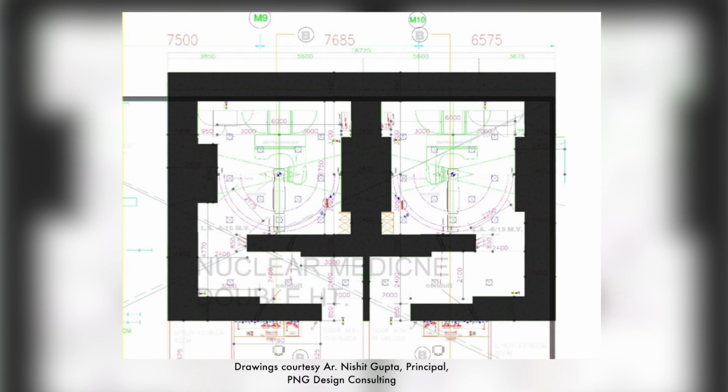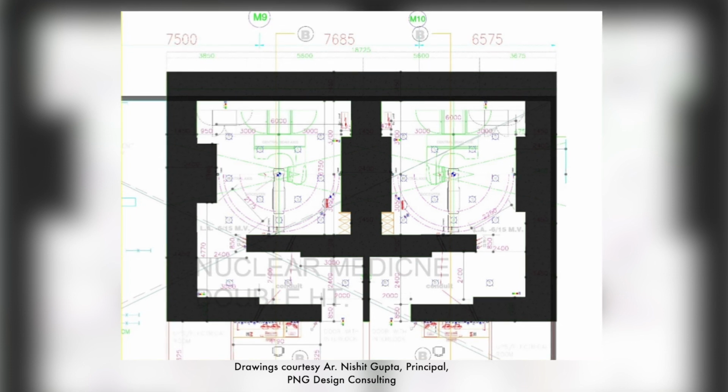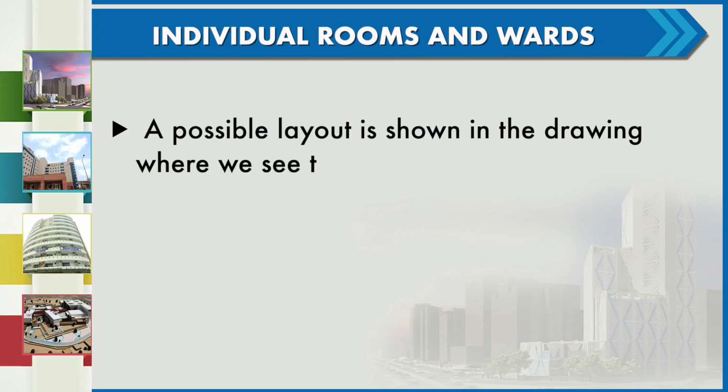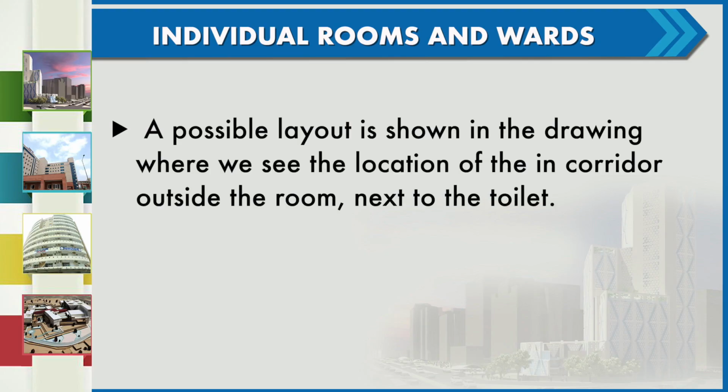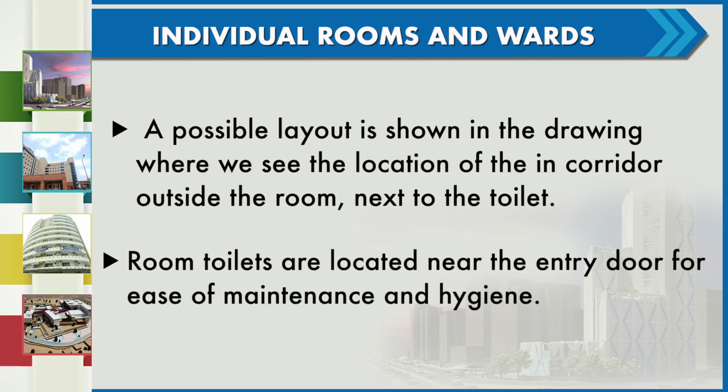Each room will have a thermostat for temperature control as per the individual requirement. One possible layout is shown in the drawing where we see the location of the FCU in the corridor outside the room next to the toilet. Room toilets are generally located near the entry for ease of maintenance and hygiene.